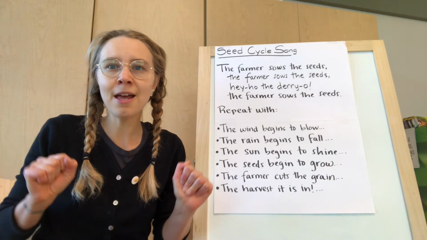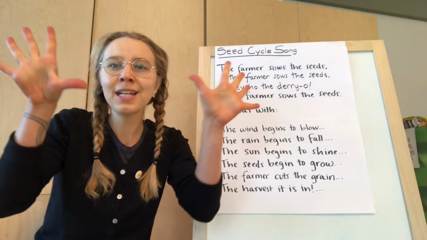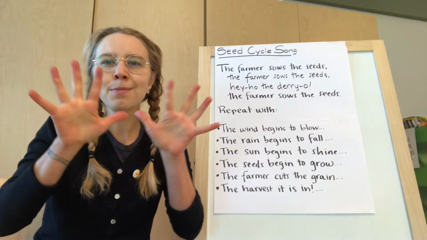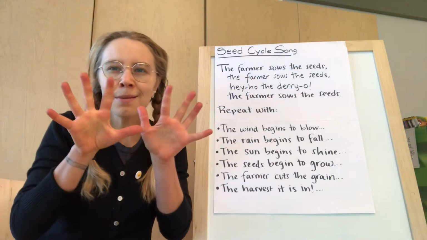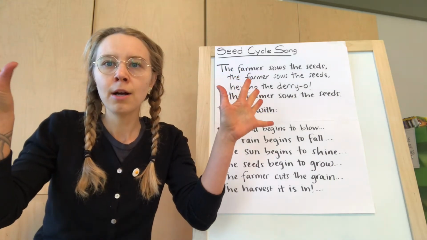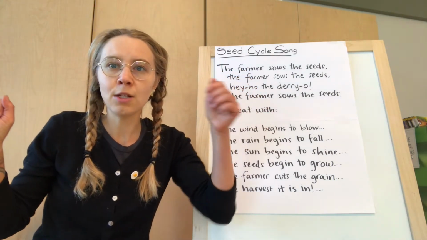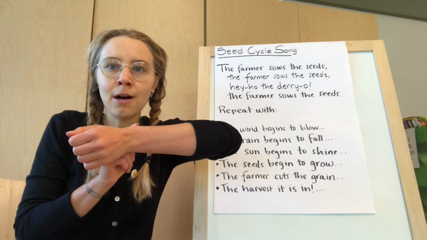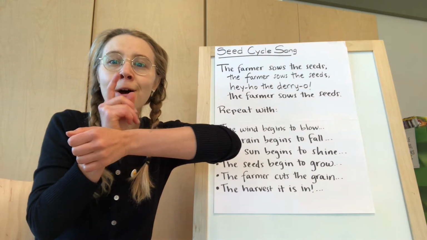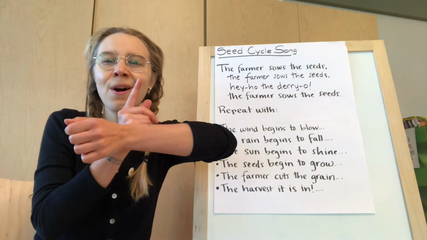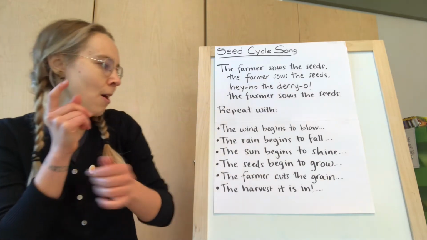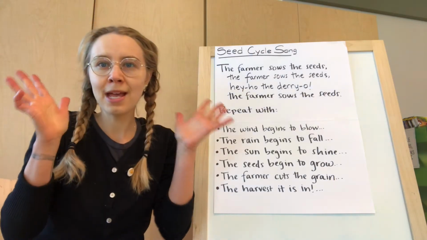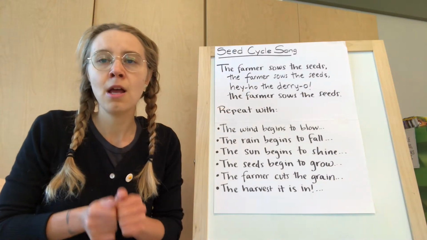Now we need some sun. The sun begins to shine, the sun begins to shine. Hey ho, the dairy-o, the sun begins to shine. A seed is about to start growing. Can you make a seed? The seed begins to grow, the seed begins to grow. Hey ho, the dairy-o, the seed begins to grow. And then it grows so big that it's time to harvest.